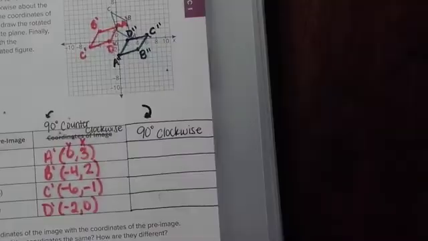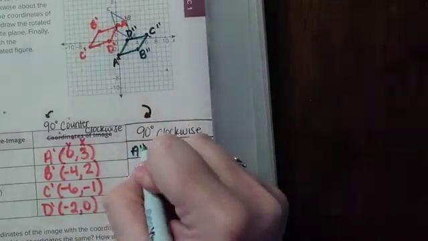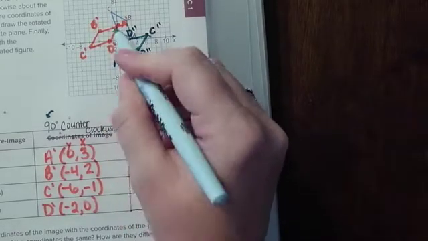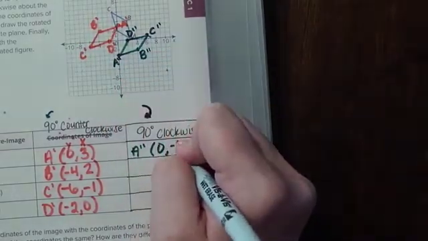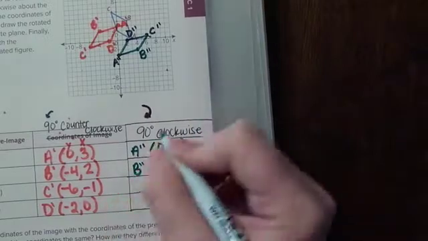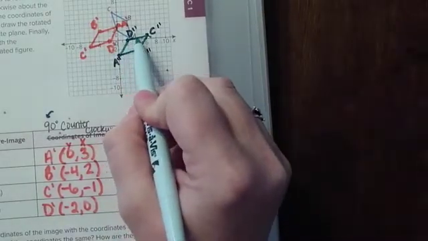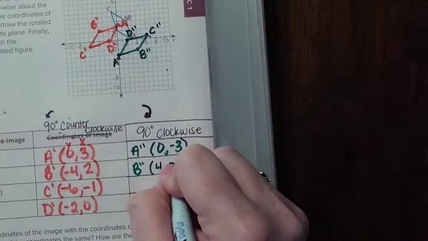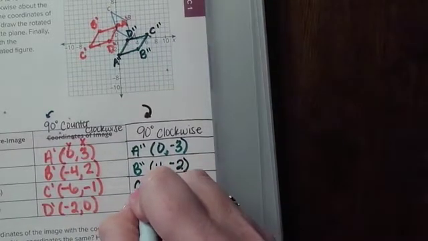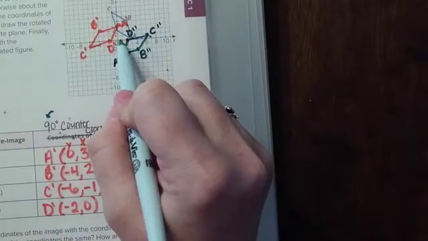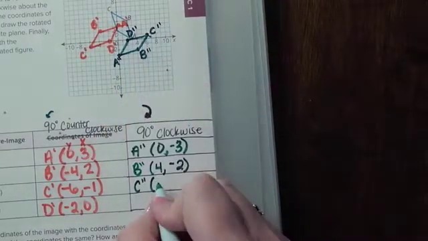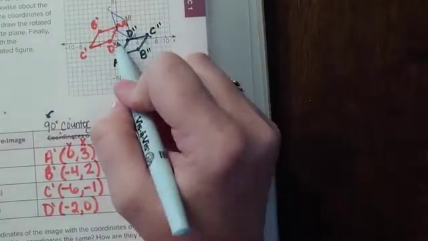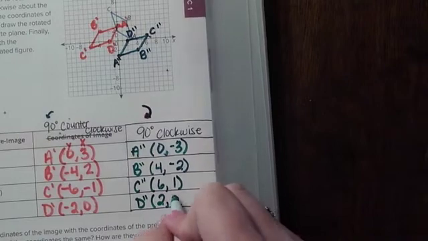But here we go. So now let's look at A double prime. So A double prime, you're going to go along the x-axis, 0. Notice it's just dropped straight down. And then it's -3. B double prime is 1, 2, 3, 4 to the right, so it's positive, and then down 2, so -2. C double prime is 1, 2, 3, 4, 5, 6, up 1. D double prime is 2, 0.